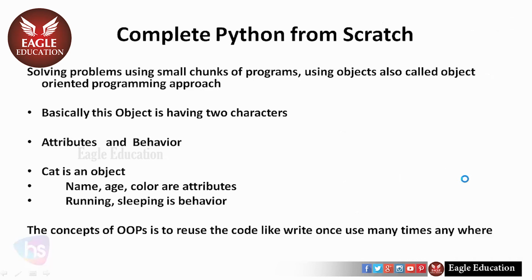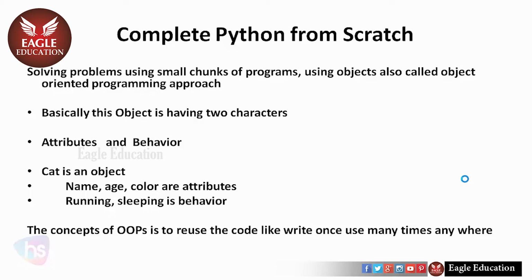See here. Solving problems using small chunks of programs, with respect to objects, is also called the object-oriented programming approach. When we are writing a program, we make functions, like small chunks, out of that long program. That long procedure we make into small chunks which we can reuse and keep on reusing. That is called the approach of object-oriented programming.